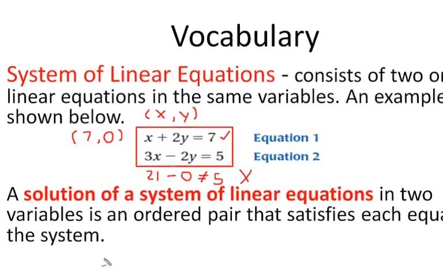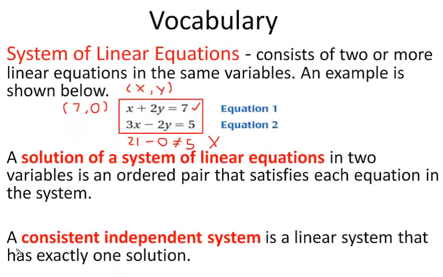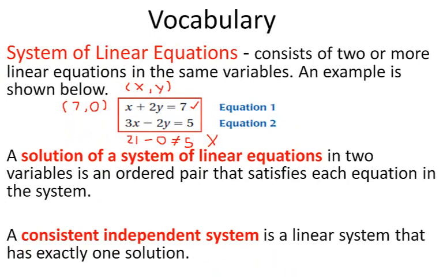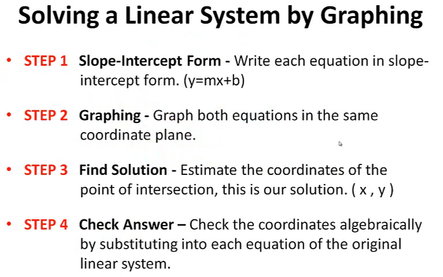And our last vocabulary word is a consistent independent system, which is a linear system that has exactly one solution. So what this is saying is there is only one specific point that will be a solution to our system of equations. So these are the steps involved in solving linear systems by graphing. I'll give you time to pause the video so you can copy these down.